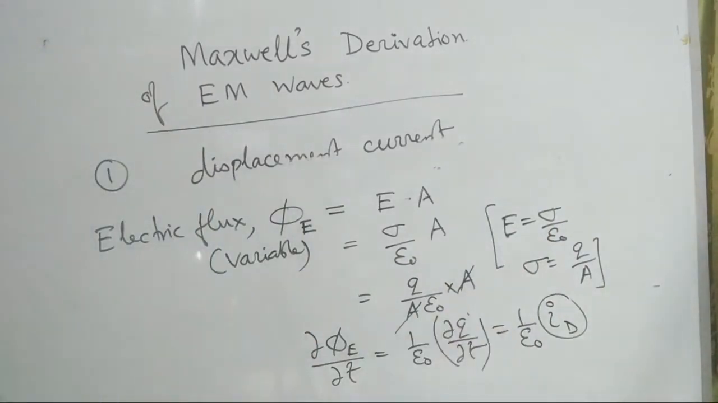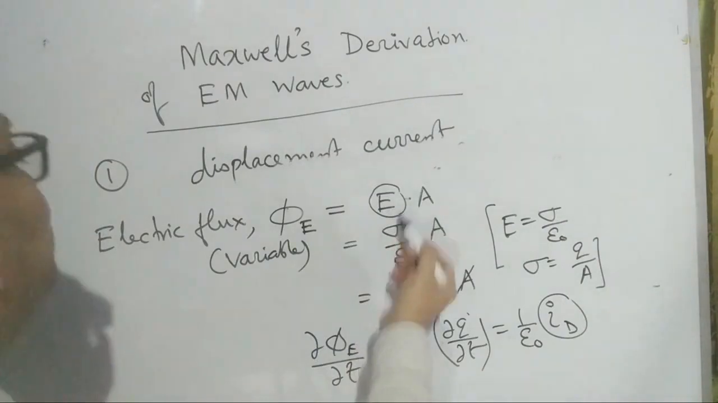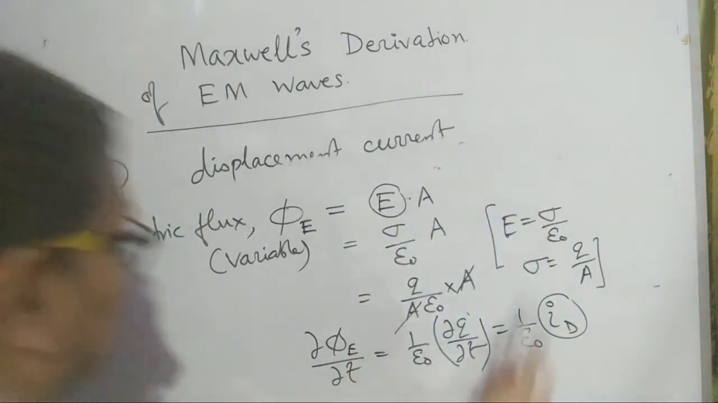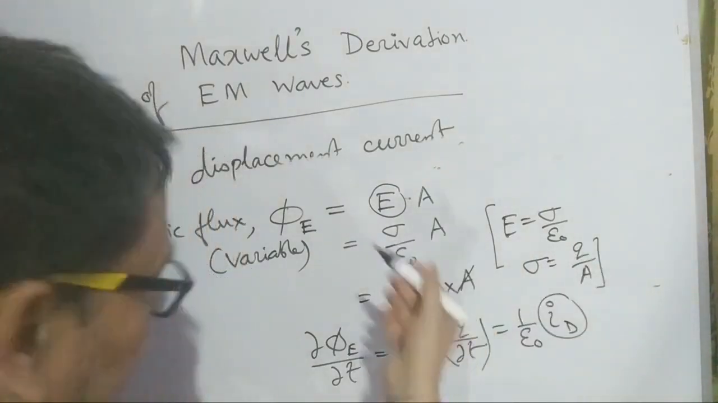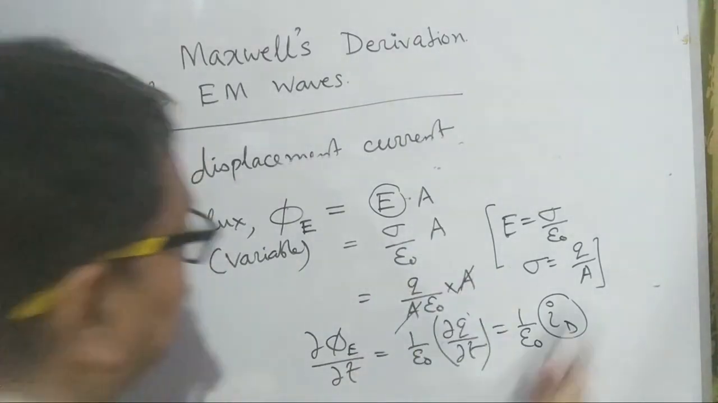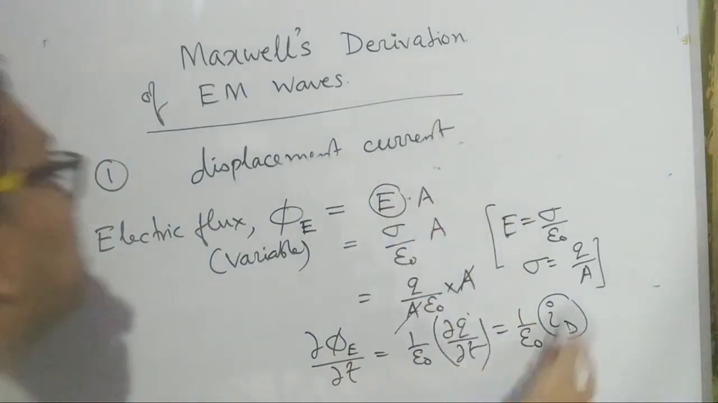Now why is this Q varying? Because the Q is variable if the electric flux is variable. Why is this flux variable? Because the electric field is variable. What is the electric field? It is sigma by epsilon naught, and sigma is charge by area of the loop. Whatever the area of the loop you take, you can take any area, it cancels and ultimately gives a displacement current.